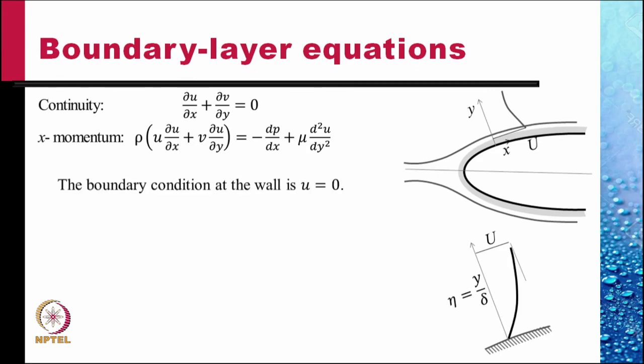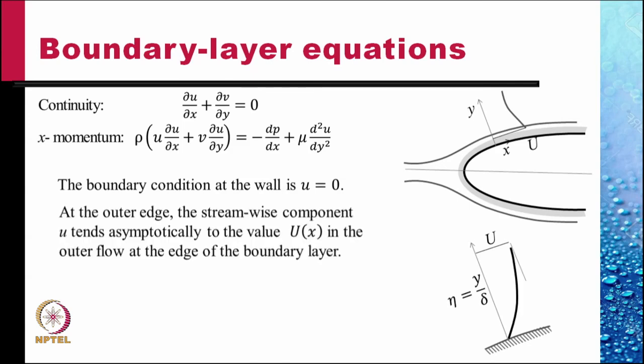The boundary condition for these equations is that at the wall u is equal to 0. At the outer edge, the streamwise component of u tends asymptotically to the value capital U of x. That is the velocity in the outer flow at the edge of the boundary layer. This velocity capital U of x is obtained from the Euler equation.